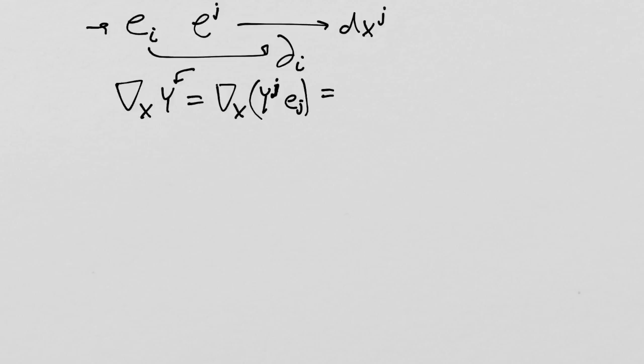And then I use the Leibniz rule, and I pop out x acting on yj, ej plus yj with this 1-1 tensor on ej.